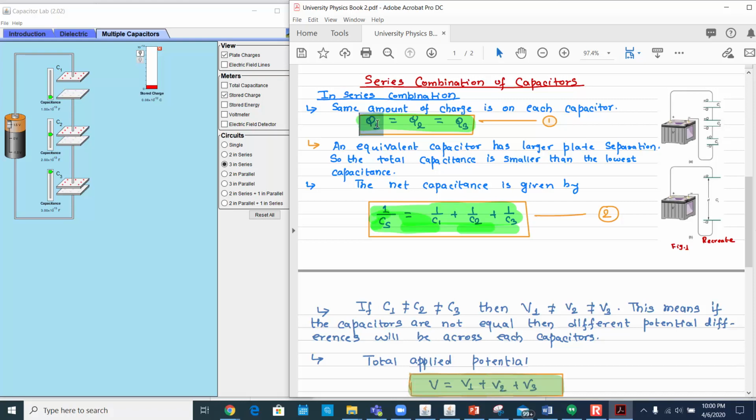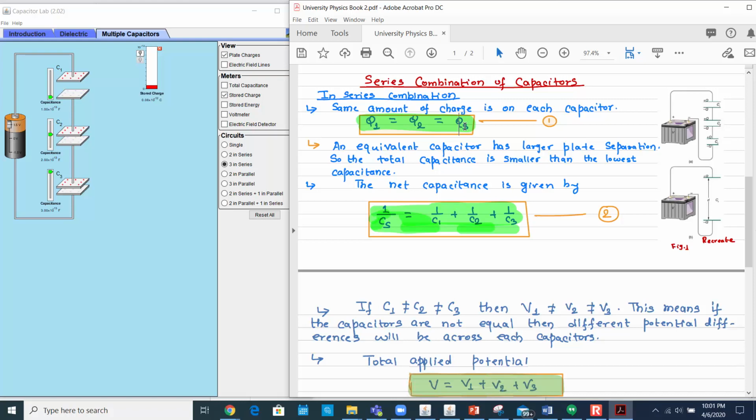So the charge Q1 on capacitor 1 is exactly equal to the charge on capacitor 2 and the same as the charge on capacitor 3. So Q1 is equal to Q2 is equal to Q3. The same charge flows through each capacitor.